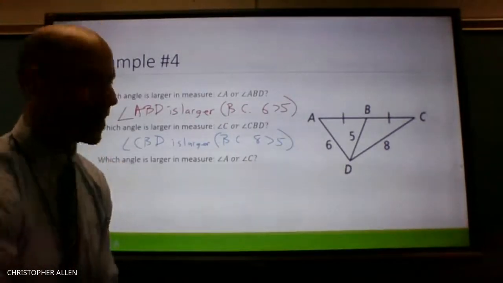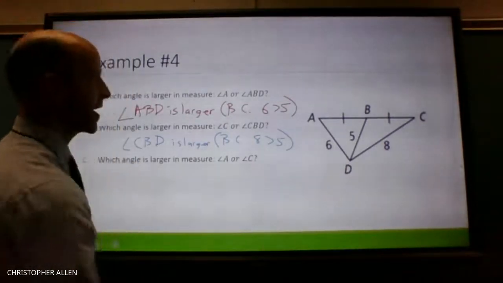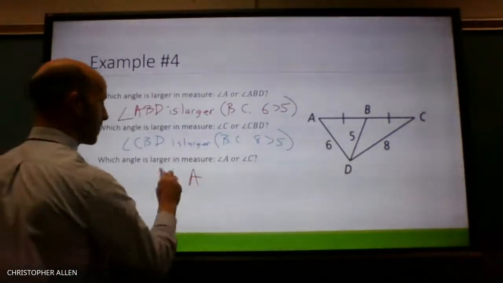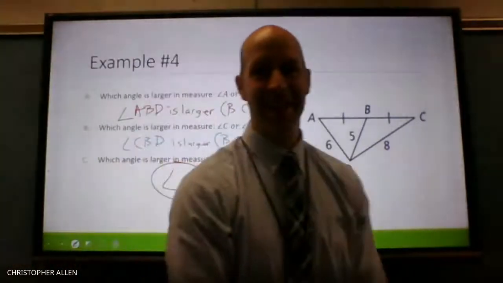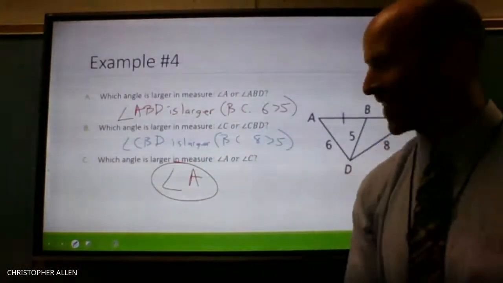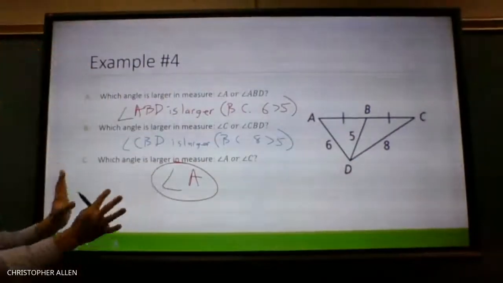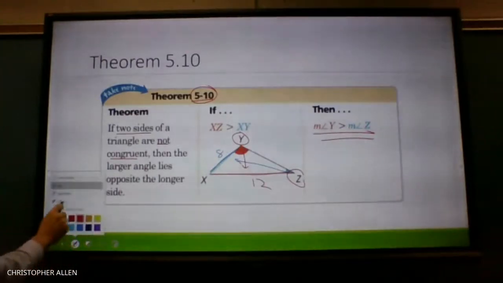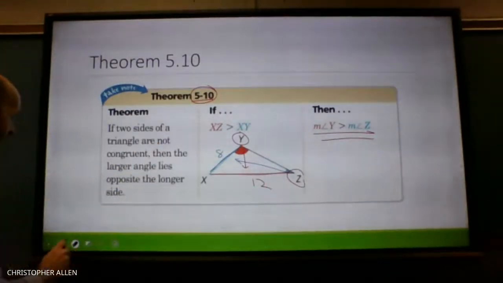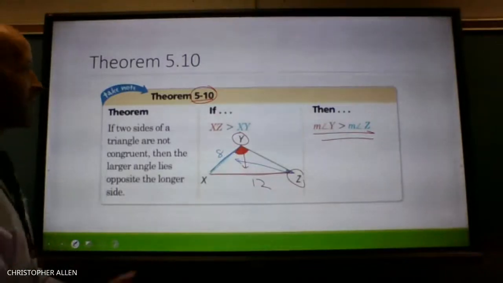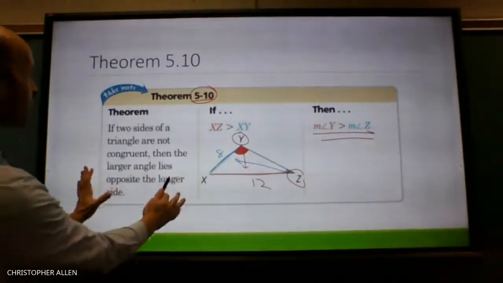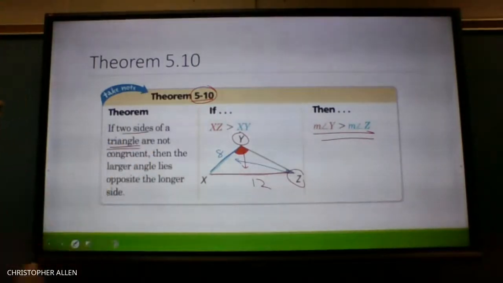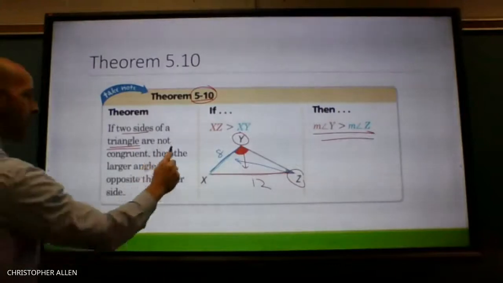Okay, I'm going to stop you there, and I'm going to tell you, unfortunately, the correct answer is, oops, let me put my marker back on, it's angle A. Nobody got it right. So why is that? Mr. Allen, that doesn't seem right. So let's go back and look at this theorem again. As a student of math myself, these theorems are very important. This theorem says the following: if two sides of a triangle are not congruent.